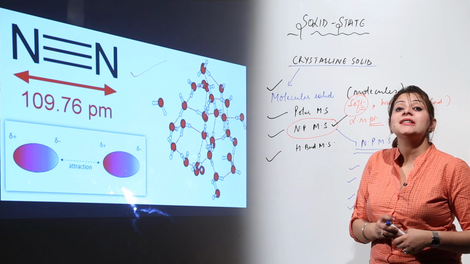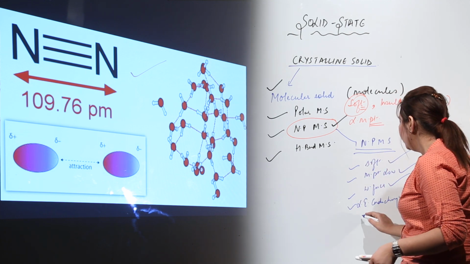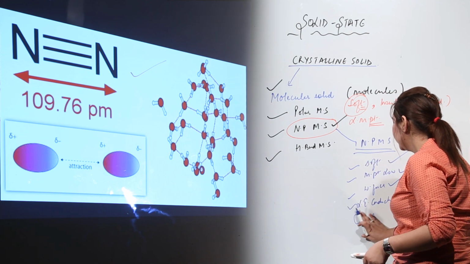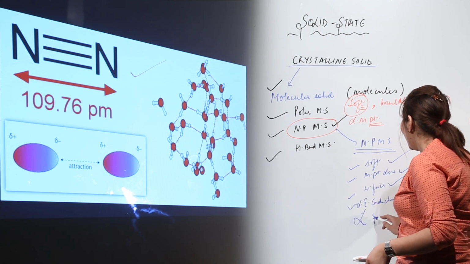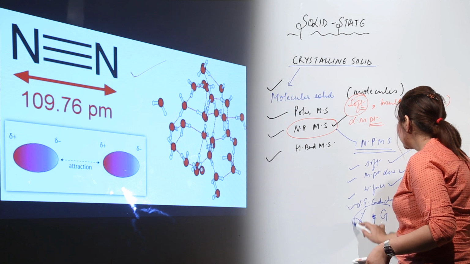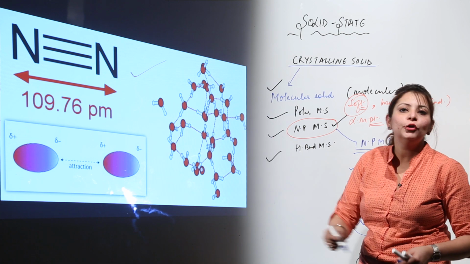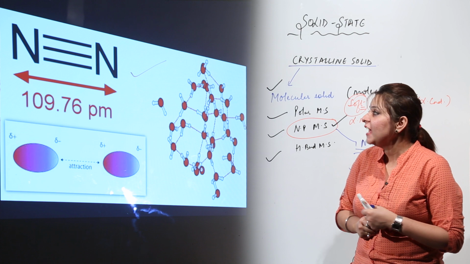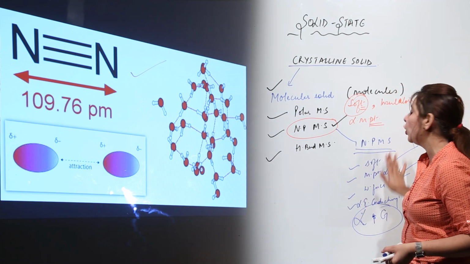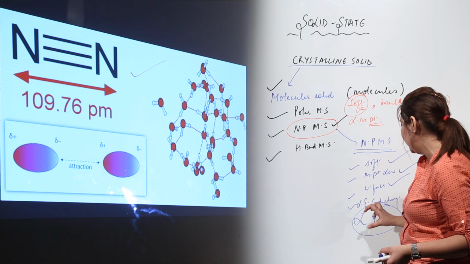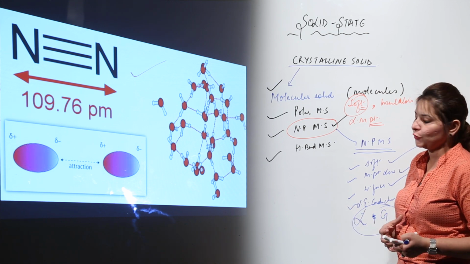And if we talk about the state in which it exists, they are mostly liquids, or you can say they mainly exist as gases. As you know, N2 is a gas at room temperature. So this is what I told you, that mostly non-polar molecular solids exist as liquids or gases at room temperature.